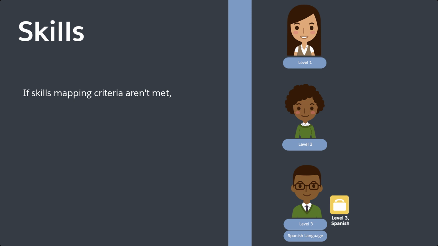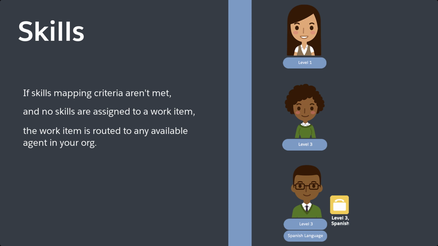If skills mapping criteria aren't met and no skills are assigned to a work item, the work item is routed to any available agent in your org. So those are the differences between skills and queue-based routing.